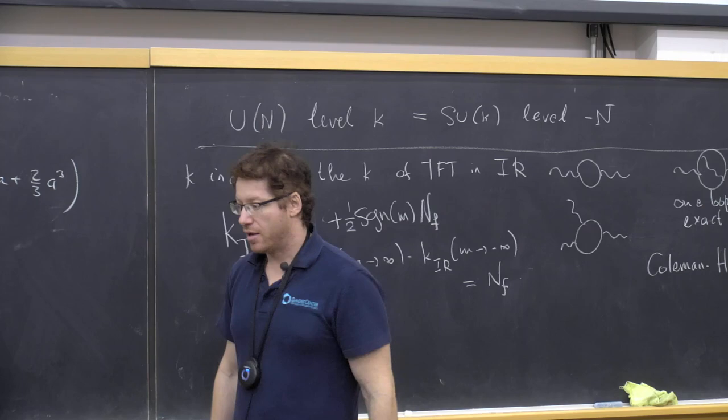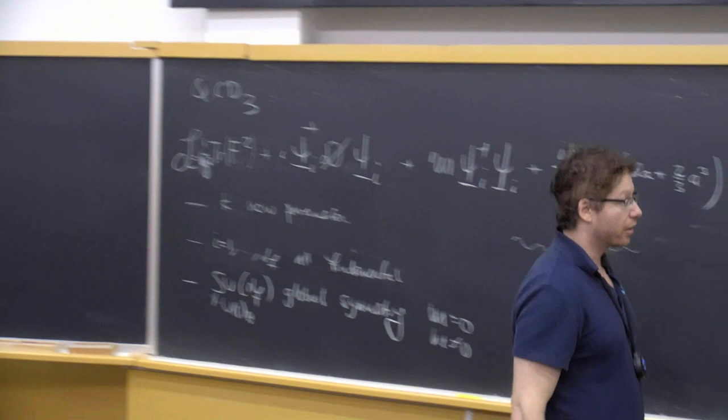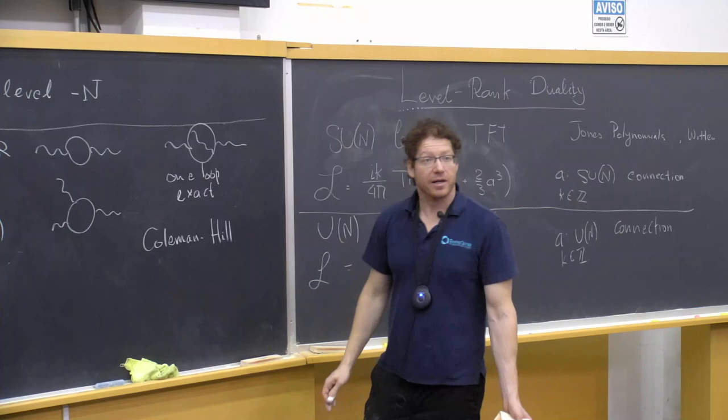So for the consistency of this theory, we see that the higher loop corrections must vanish. And Coleman and Hill show it explicitly in their work, though it doesn't need, I think, an explicit demonstration because it would make no sense otherwise. Okay.